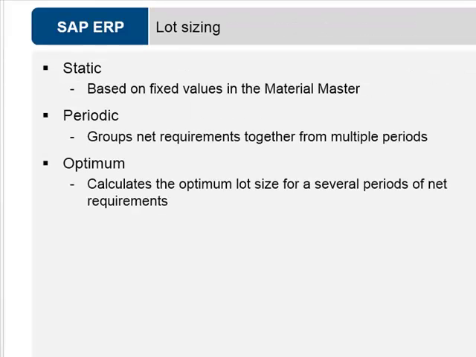So as we said, the lot size calculation can be fixed, or they call it here static, and that means there is a fixed value that you are going to produce. For periodic, you combine certain days or weeks together, so multiple periods are combined, and you look at the requirements of these different periods and you come up with a total, and that will be your net calculation.